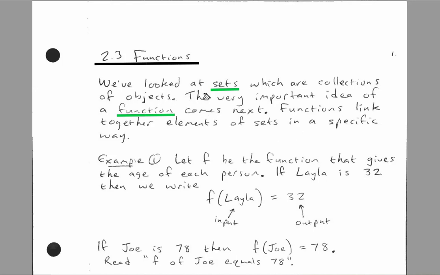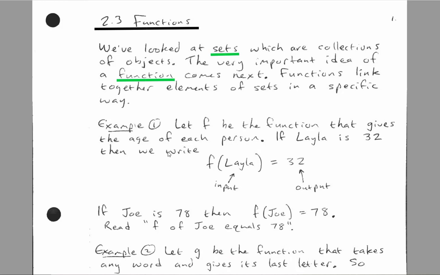So far in Chapter 2, we've been looking at sets. These are collections of objects. And the next important idea is the idea of a function. What functions do is they link together elements of sets in a specific way. We'll see how they work. And there's also lots of notation and terminology that goes with them.